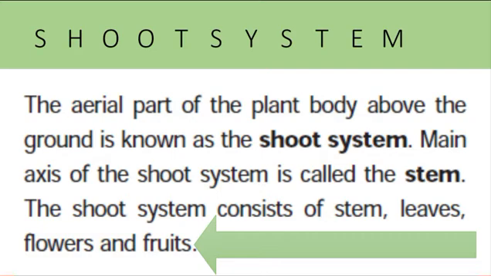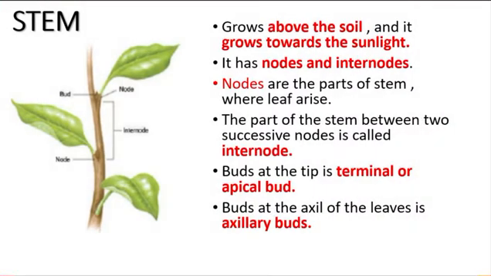Shoot system. The aerial part of the plant body above the ground is known as shoot system. The main axis of the shoot system is called the stem. The shoot system consists of stem, leaves, flowers and fruits. Stem. Stem grows above the soil and it grows towards the sunlight. It has nodes and internodes. Nodes are the part of the stem where leaf arise. The part of the stem between two successive nodes is called internode.